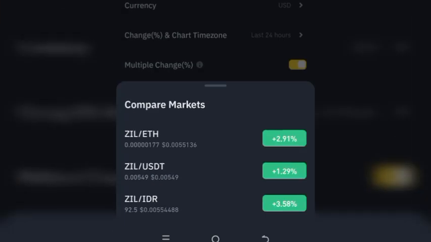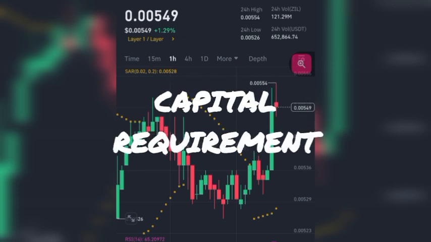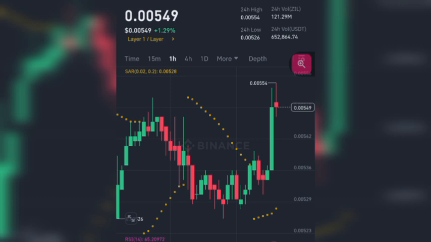But before we go into doing the actual plan for the trade, something that's very, very important that you must take note of is your capital requirements. Because before you start any trade, you must decide how much is going to be your capital. How much are you willing to invest?